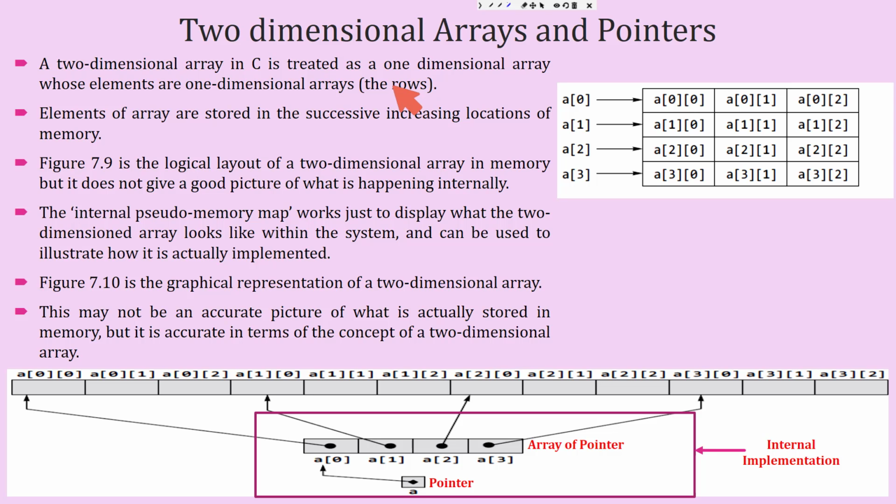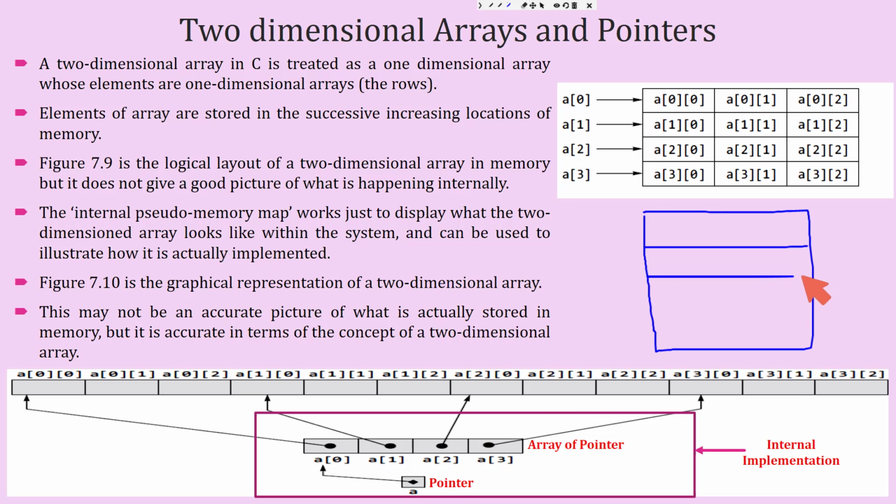So we all know what a one-dimensional array is. Here, a two-dimensional array means a one-dimensional array whose elements are one-dimensional arrays. So just like inside every cell we have some other array. Just think like this.